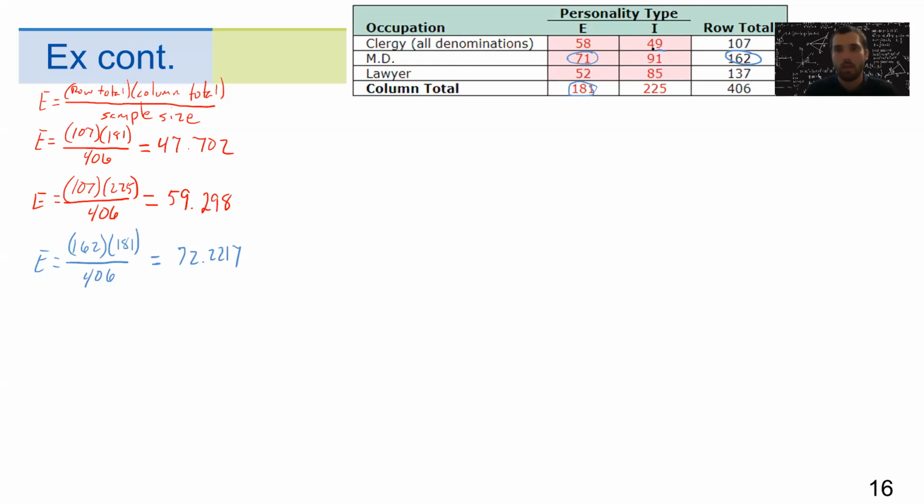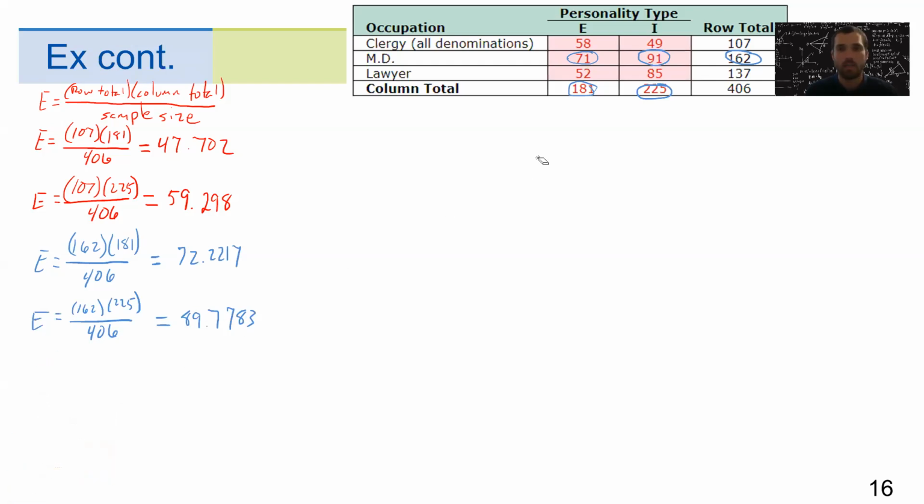Now I'm going to do it for this 91. Now 91 here is intersected by 225 and 162 for the totals for the column and the row. So E in this case is 162 times 225 divided by 406, which is equal to 89.7783. All right, so my homework's going to ask for 3 decimal places. That's why I've been doing 4 here.